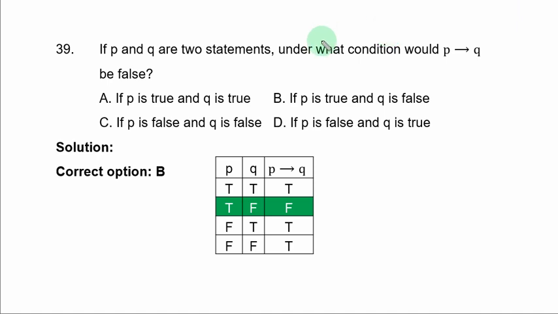Question 39. If P and Q are two statements, under what condition would if P then Q be false? That is only possible when the first statement is true and the second is false. So you have B. If P is true and Q is false, then if P then Q becomes false. B is the correct option.